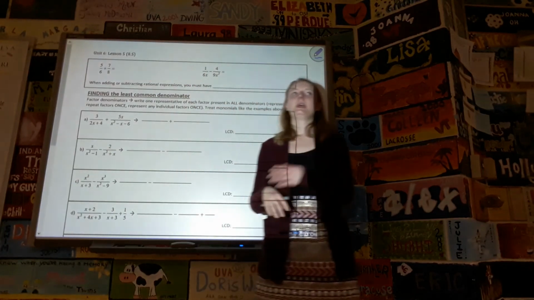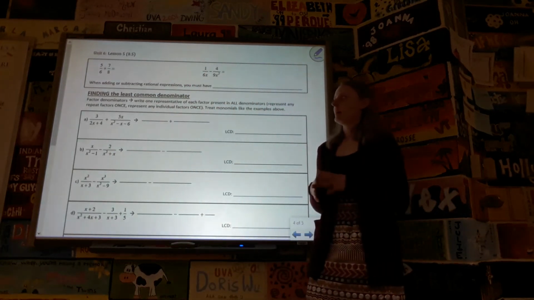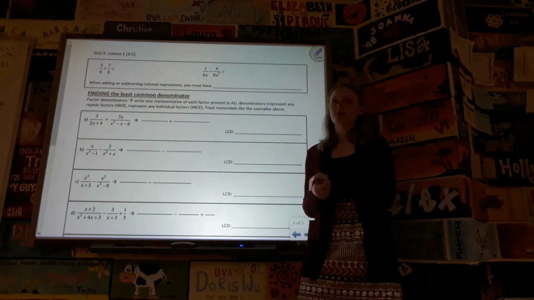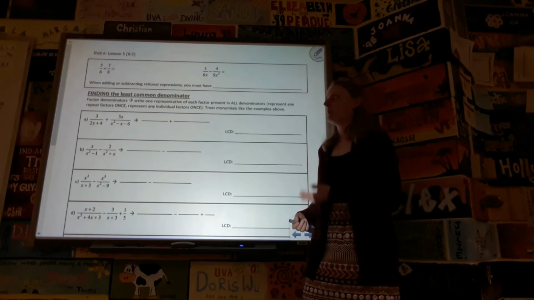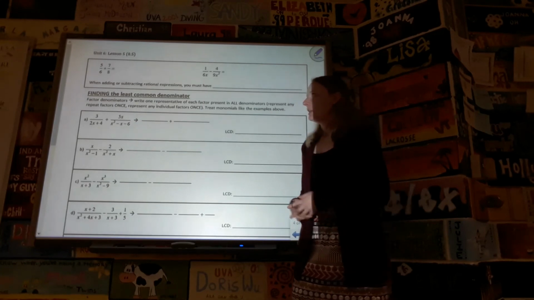All right, what's the main idea that goes along with adding or subtracting fractions? What needs to be true? You have to have the same denominator. The common denominator is what we refer to that as.